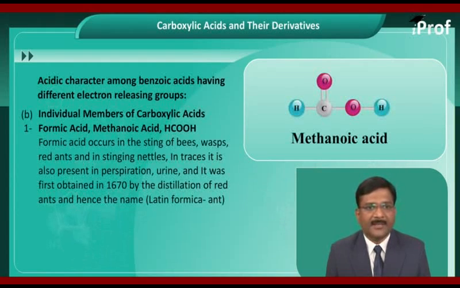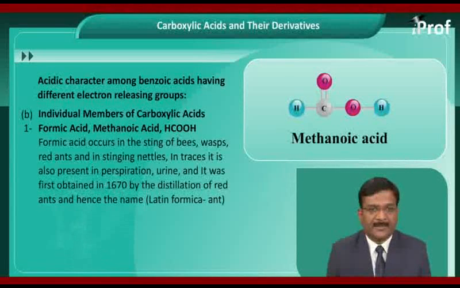Now we will study the individual members of carboxylic acids. The first member of the carboxylic acid group has the very generic name, formic acid. Its IUPAC name is methanoic acid, and its chemical formula is HCOOH.